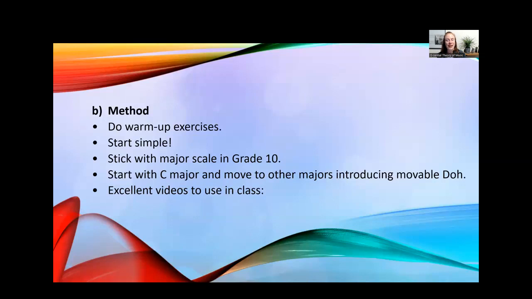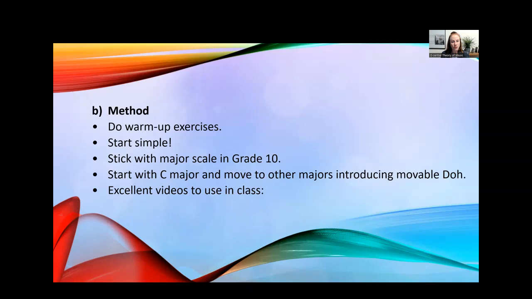Okay, let's have a look at the method for tonic solfa. Always start with warm-up exercises. You don't want the learners to damage their vocal cords. Of course, start simple. I would suggest sticking with major scales in grade 10. You can start with C major, and then you can also introduce other majors, and you need to, of course, explain to them and introduce the movable do.